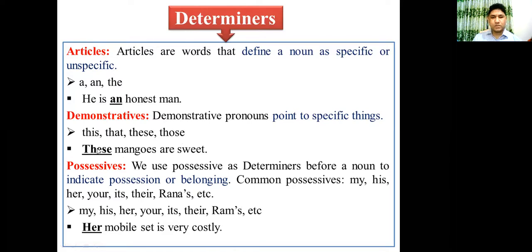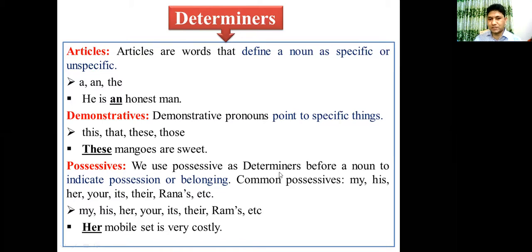Okay. So there is an example. You see, these mangoes are sweet. So mangoes is plural and the tense is present tense. So you have to use "these mangoes are sweet." You cannot say "those mangoes are sweet" because "those" is used in past tense. Since the tense is present tense, you have to use "this".